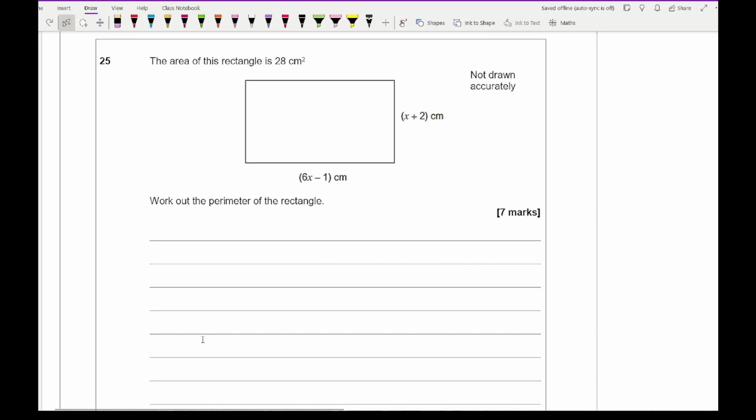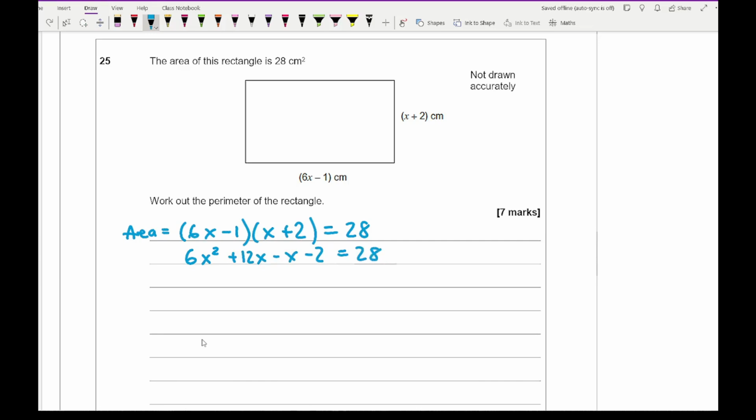Then moving on to question 25, it says the area of a rectangle is 28 square centimeters. Work out the perimeter of the rectangle. Well, in order to work out the perimeter, we need to work out what x is. So here the area is equal to 6x minus 1 multiplied by x plus 2, and we know that that is equal to 28. So if I expand the brackets out, I get 6x squared plus 12x minus x minus 2 equals 28. So that's 6x squared plus 11x minus 2 equals 28.